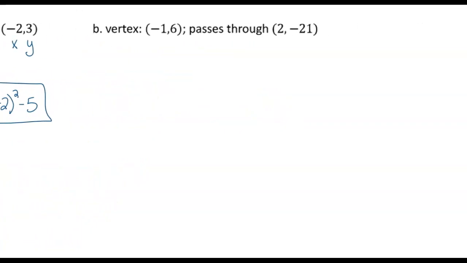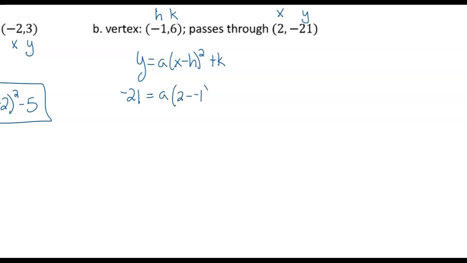Okay, let's try that again. Your vertex is your h, k. The point it passes through is your x, y. You're using vertex form, and you're plugging in everything you know, which is everything except for the a. So your y is -21, you don't know a, x is 2, minus h is -1, squared, k is 6.